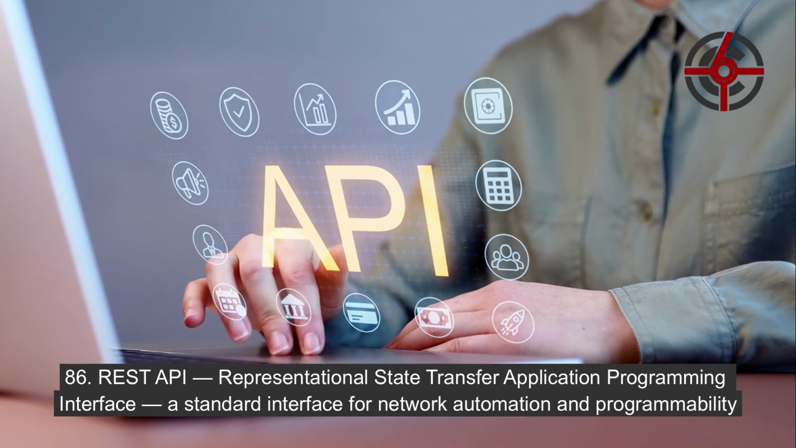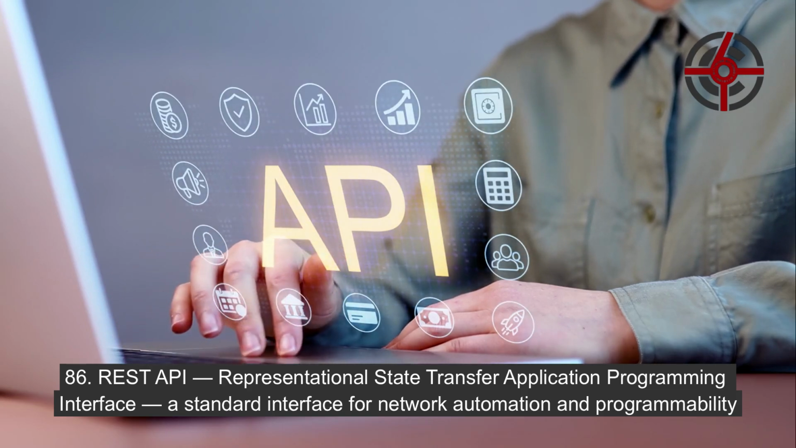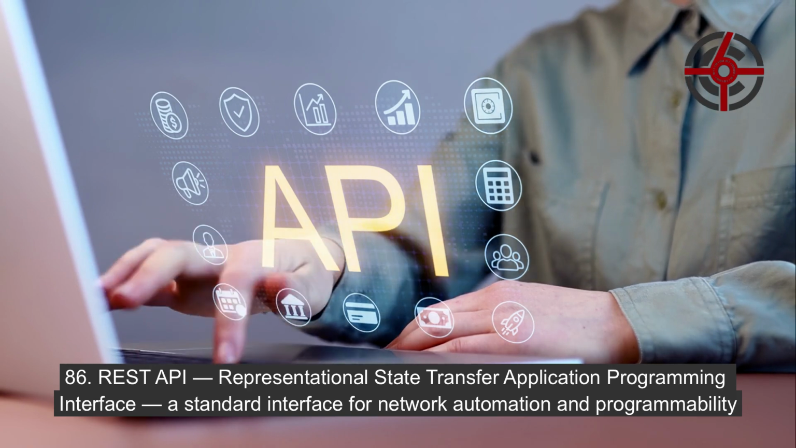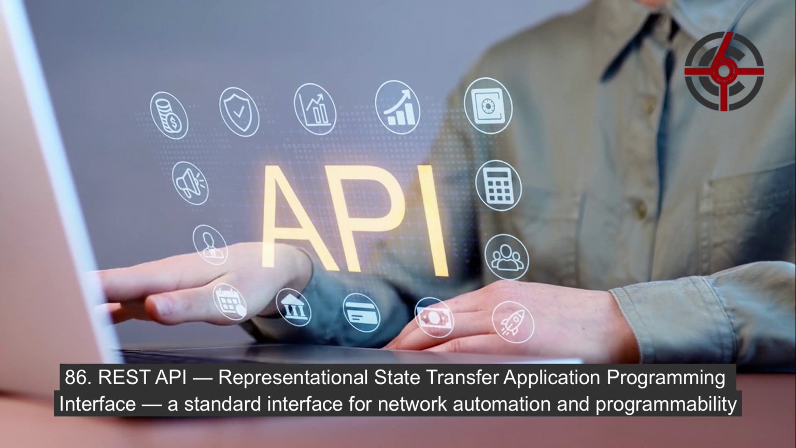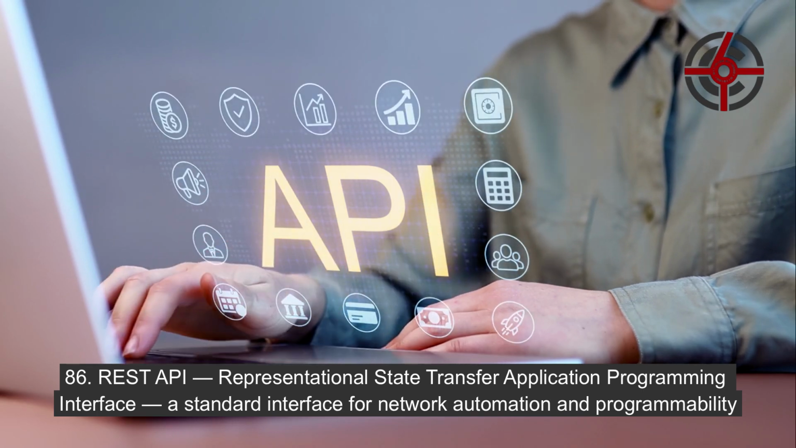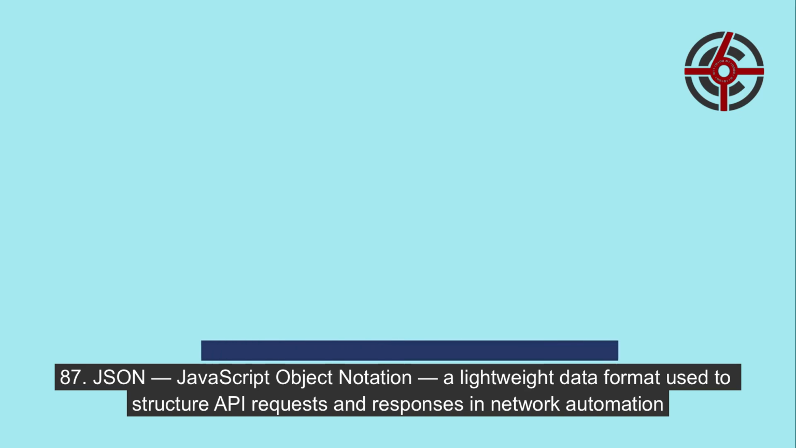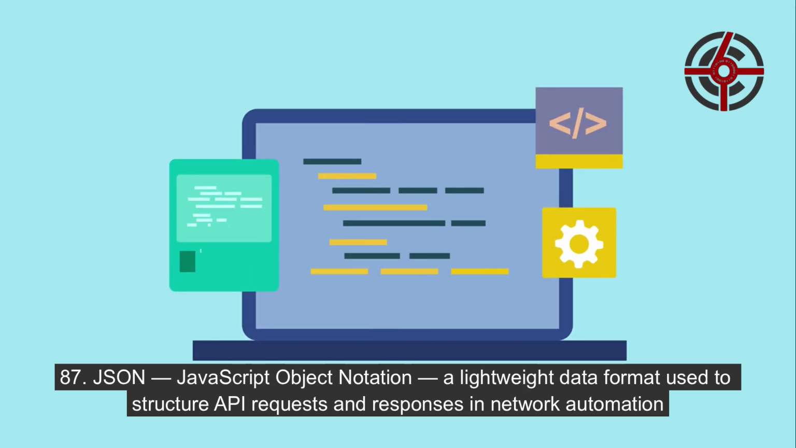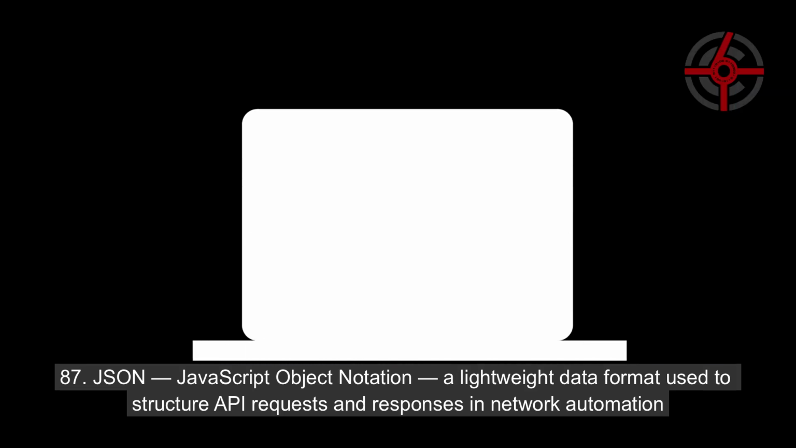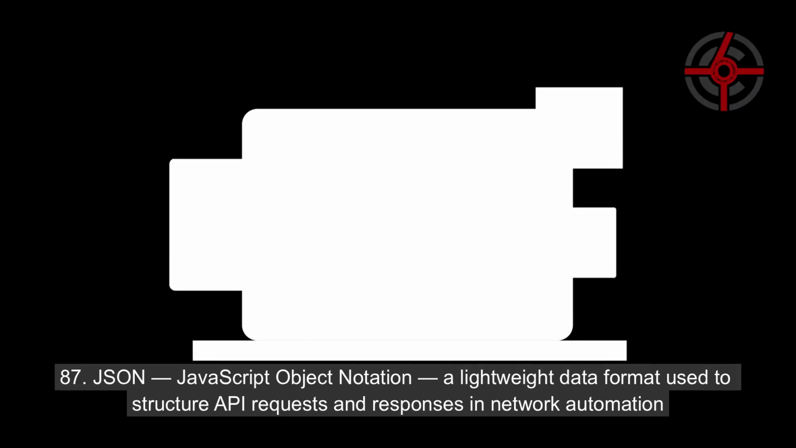86. REST API, Representational State Transfer Application Programming Interface, a standard interface for network automation and programmability. 87. JSON, JavaScript Object Notation, a lightweight data format used to structure API requests and responses in network automation.